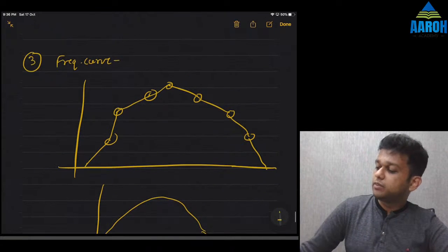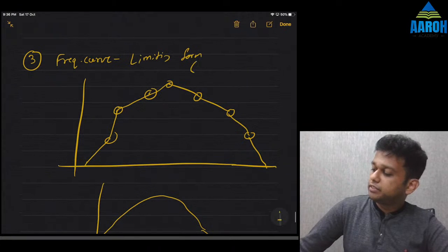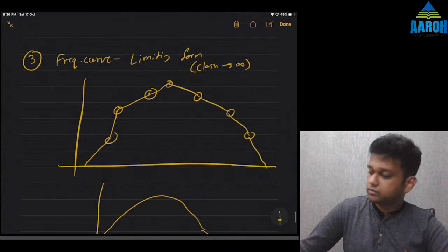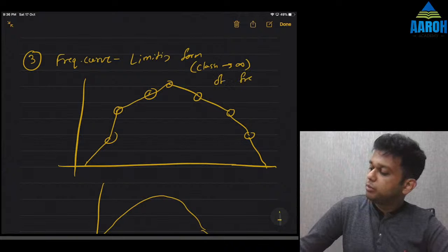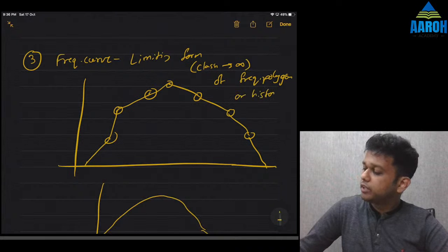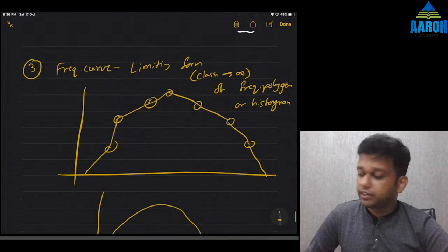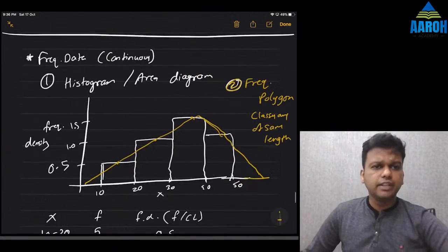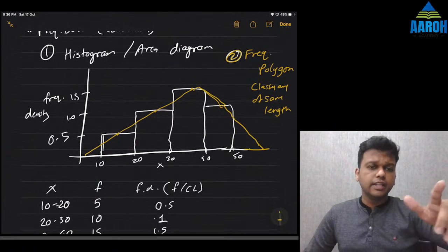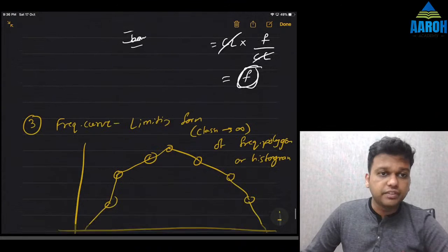So what is a frequency curve? We say that it is a limiting form, that means where the number of classes tends to infinity, of a frequency polygon or histogram. Obviously, because histogram and frequency polygon are actually the same. A frequency polygon is just joining midpoints of the histogram, right? So if we take a large number of data, then that histogram or frequency polygon starts looking like a smooth curve, which is called a frequency curve.